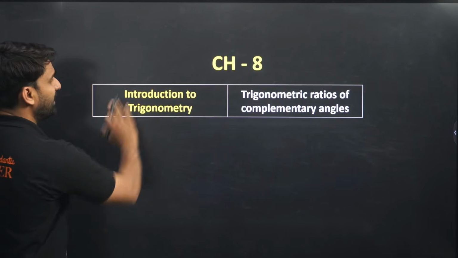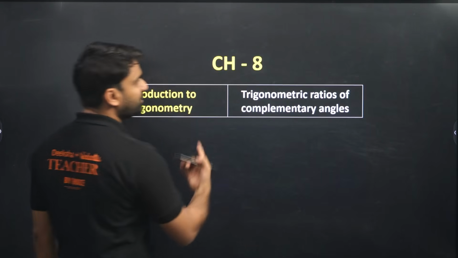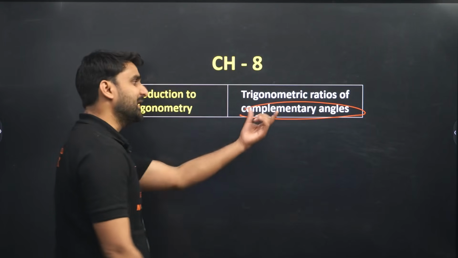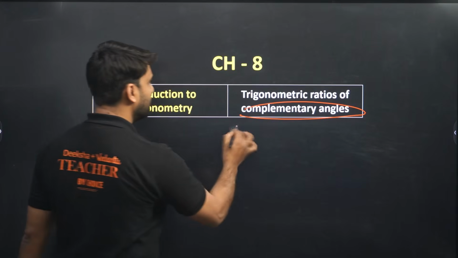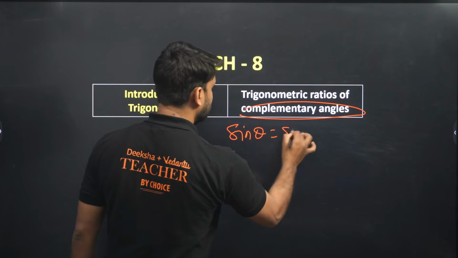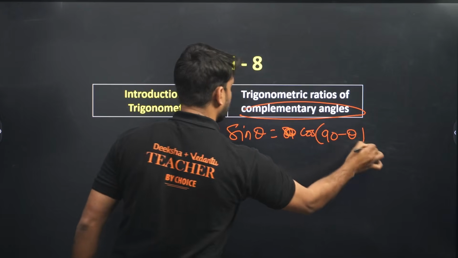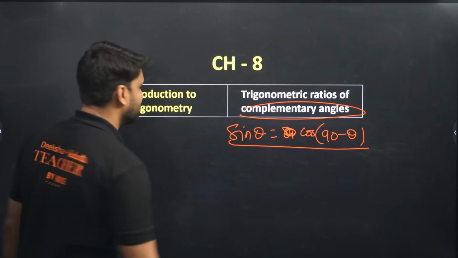Chapter number 8, introduction to trigonometry. So in introduction to trigonometry, trigonometric ratio of complementary angles is not coming. This is not included. Means if I write sine theta is equal to cos 90 minus theta, right, so the complementary relation has been excluded.